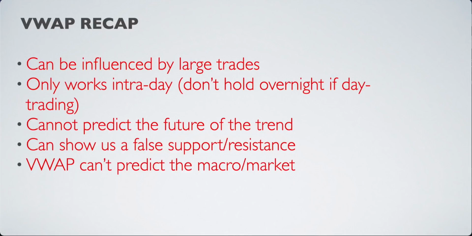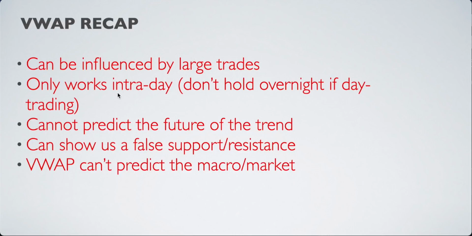VWAP does have a lot of downsides though. It can be influenced by large trades. So if you have a lot of large trades at a certain price, then obviously the VWAP will go there because it is volume weighted. VWAP does only work intraday as well. So don't hold overnight because the VWAP is going to get rebalanced. That's especially for stocks that actually close. A little bit different for cryptocurrencies because they trade 24/7. But as you can see from the charts that we've looked at, there are some rebalancings at certain times as well. So really you just have to look at VWAP on a day-to-day basis.